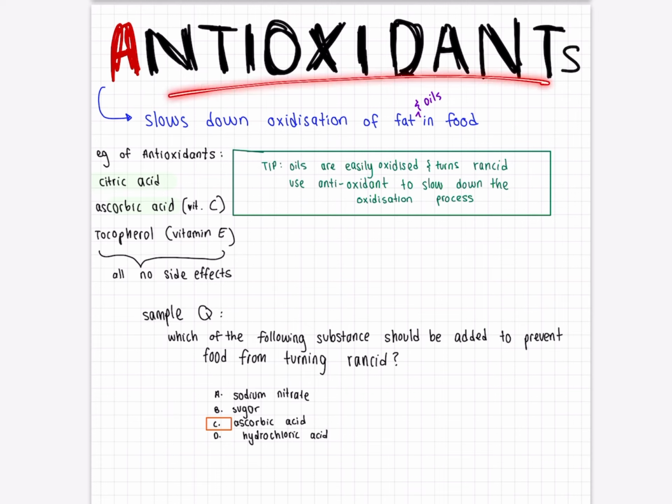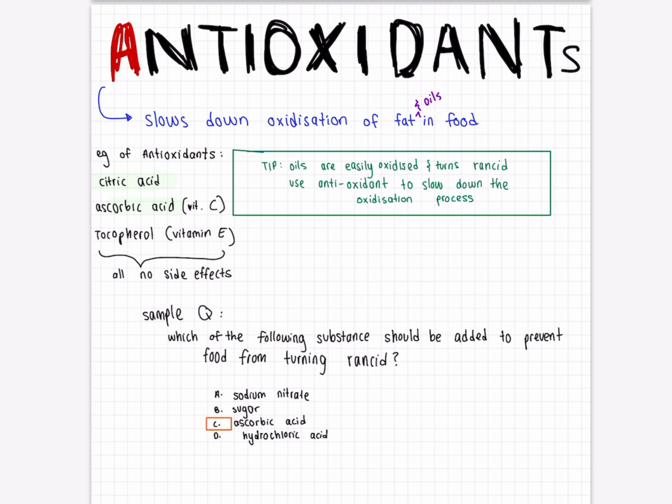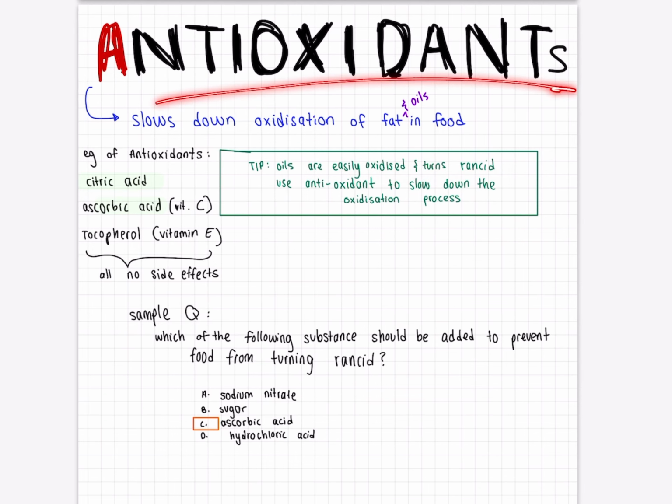So moving on to antioxidants. Now for antioxidants, the purpose of it is to slow down the oxidization of fats and oils in food. So some of the ingredients are citric acid, ascorbic acid, and this one over here that I cannot pronounce, but it's vitamin E. Oils are easily oxidized and turn rancid easily as well. So you have to use antioxidants to slow down the oxidization process.